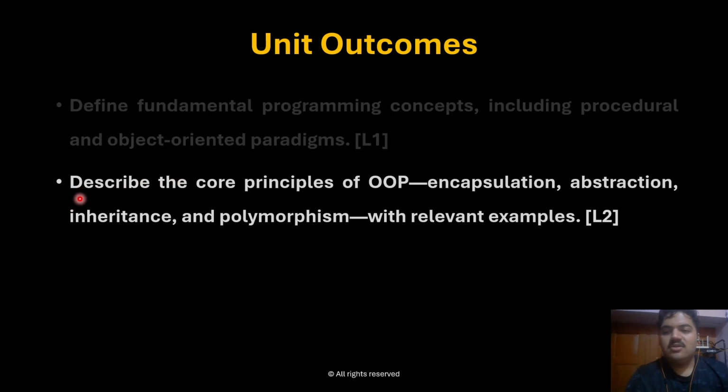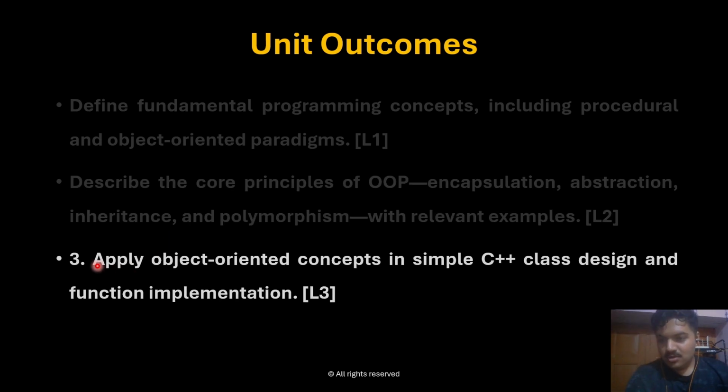We will also be learning the core principles of OOPS, object oriented programming: encapsulation, abstraction, inheritance, and polymorphism, with relevant examples in the future slides. Third, we will be applying object-oriented concepts in C++ class design and function implementation. We will be applying the object-oriented concepts that are encapsulation, abstraction, inheritance, polymorphism, message passing, data hiding, and many more, like classes and objects, and writing a simple C++ program to showcase it.